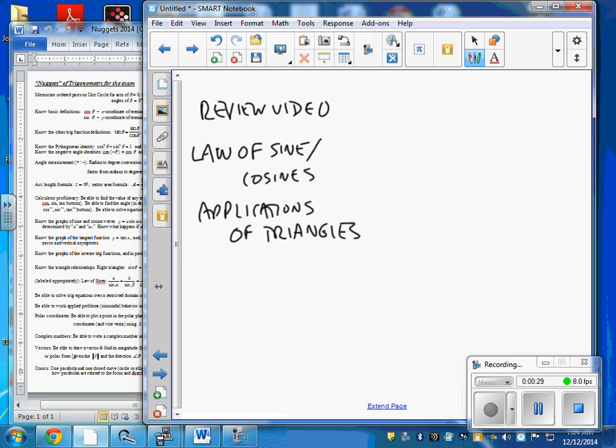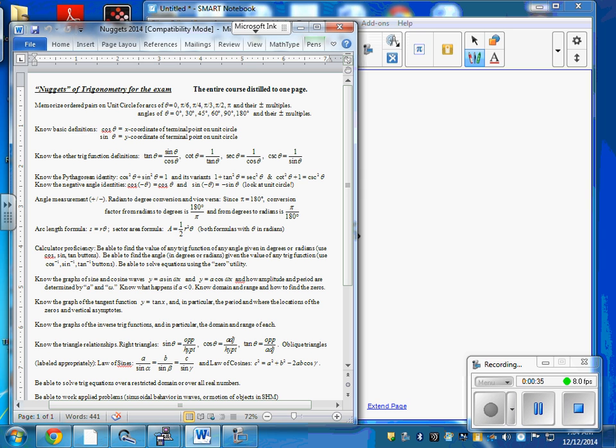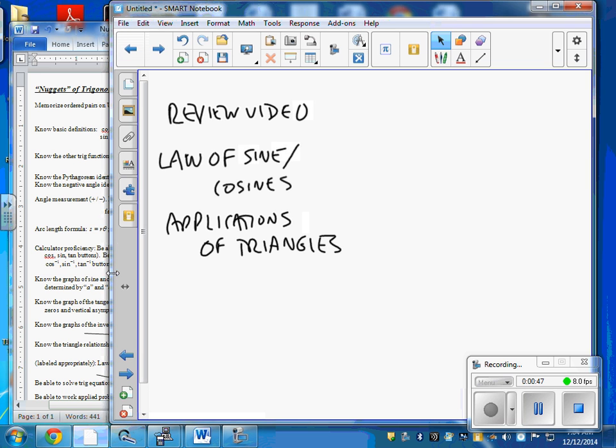Okay, so if we look at our nugget sheet again, you see these are sitting over here on the triangle relationships, right triangles, oblique triangles, and law of sines, law of cosines. So let's sort of couch this in terms of application. Suppose we had a tower. We'll sort of make this first one pretty simple.